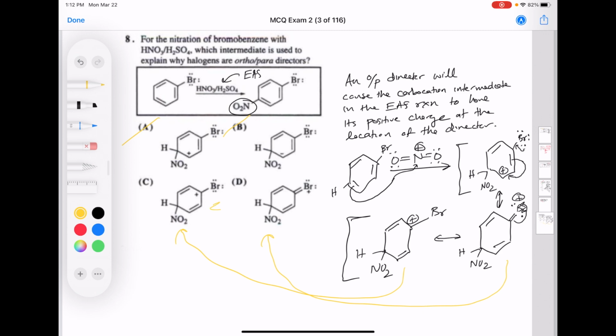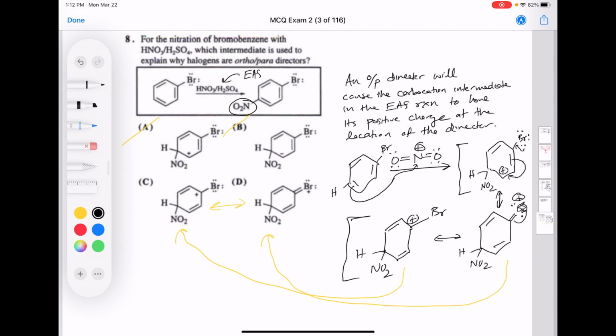Because actually these are just resonance forms, the same resonance forms that we drew on the right-hand side. So which one will show why the halogens are ortho-para directors? From our previous definition, it should cause the carbocation intermediate in the EAS reaction to have a positive charge at the location of the director. But we also need to consider that the intermediate needs to be resonance stabilized. Even though these two are resonance forms, the thing about halogens that makes them suitable ortho-para directors is that they can also take up that positive charge.